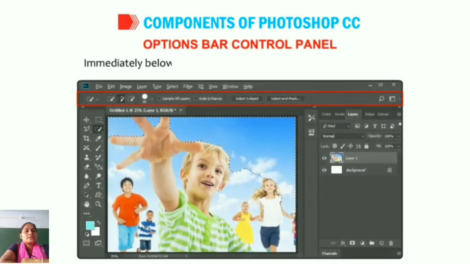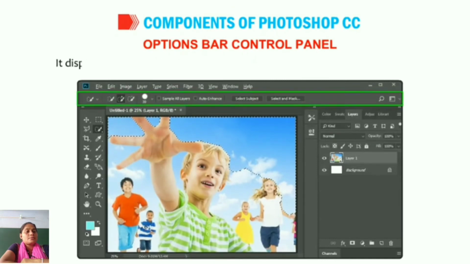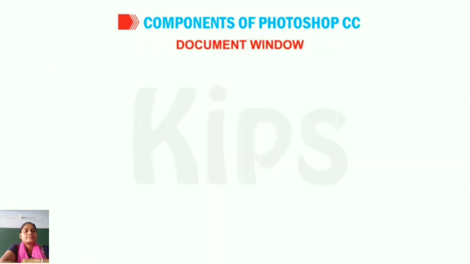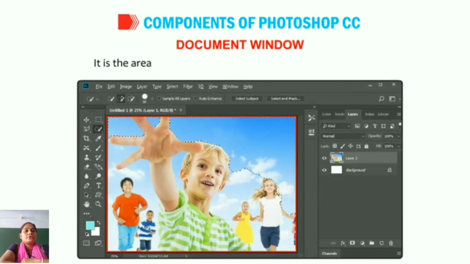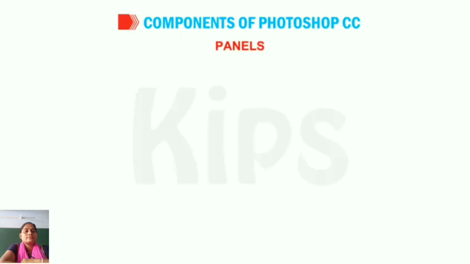Components of Photoshop CC. Second, option bar, control panel. Immediately below the menu bar is the option bar. It displays the options related to the currently selected tool in the tools panel. Number third, document window. It is the area that displays the image file that you want to edit. The name of the image file appears as a tab at the top of the window.